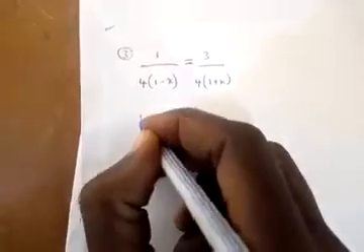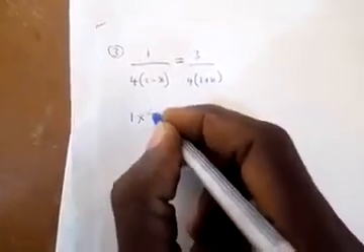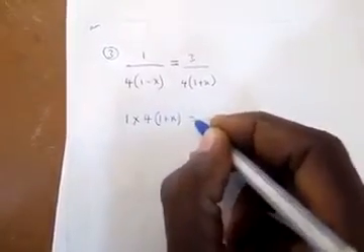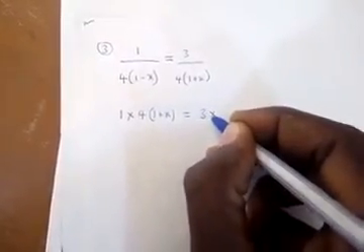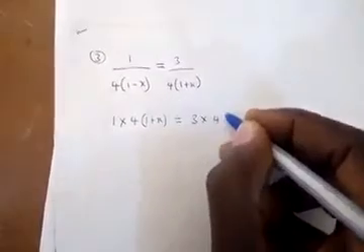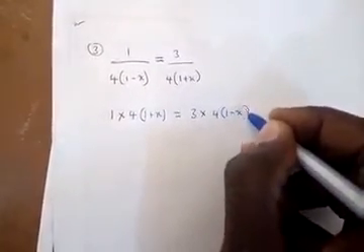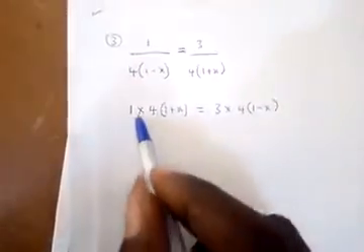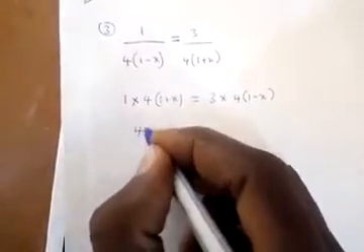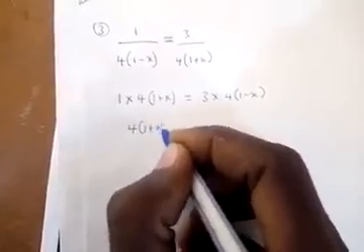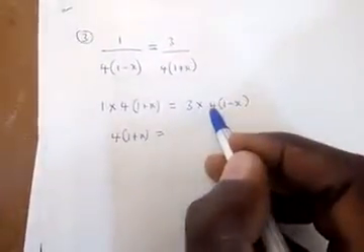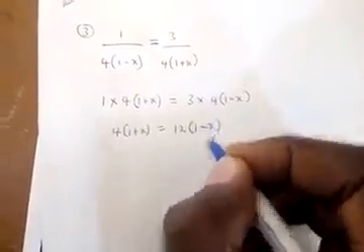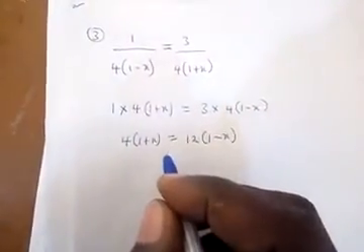So I will have 1 times 4 into 1 plus x is equal to 3 times 4 into 1 minus x. 1 times 4 gives me 4, so it still remains 4 into 1 plus x, is equal to 3 times 4, that's 12, so 12 into 1 minus x. Then I will now open the brackets.